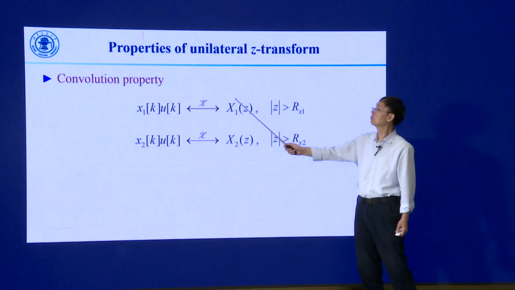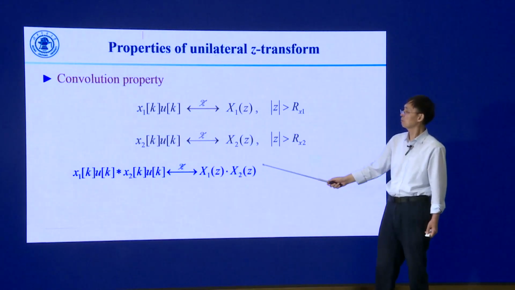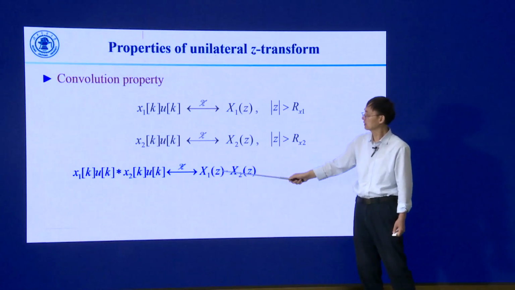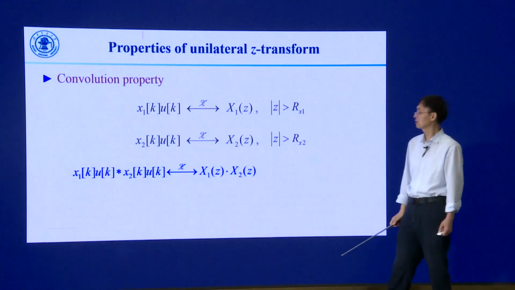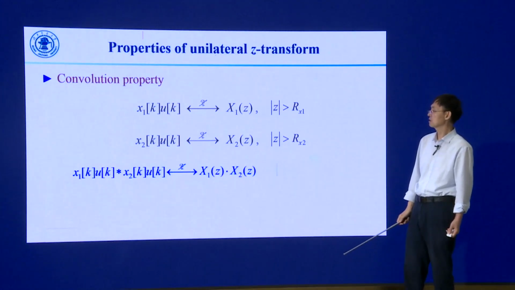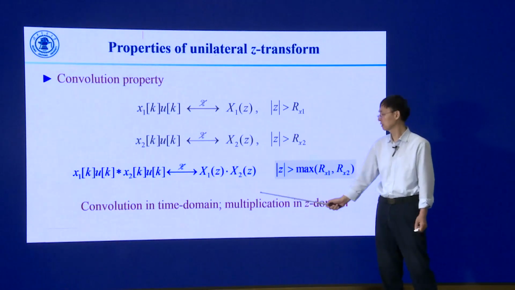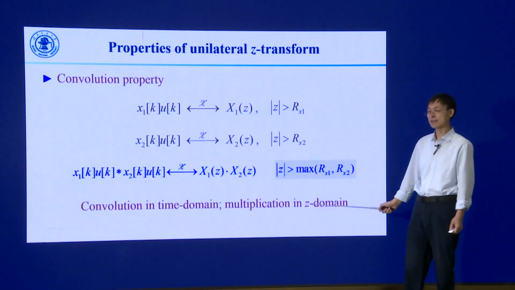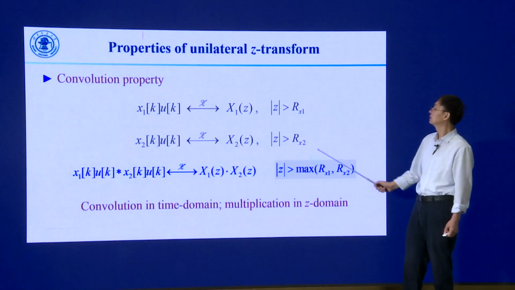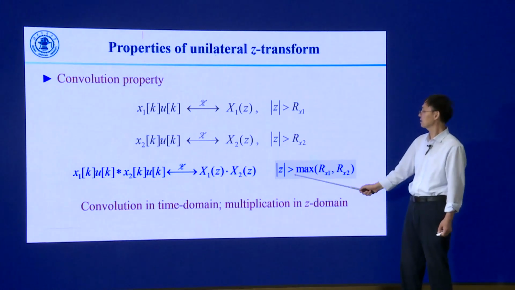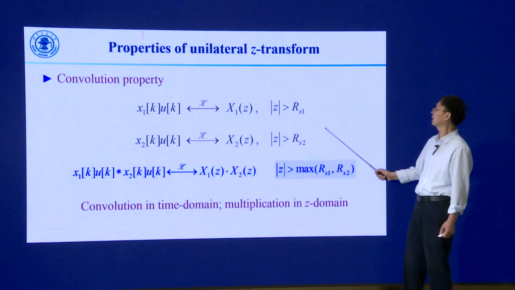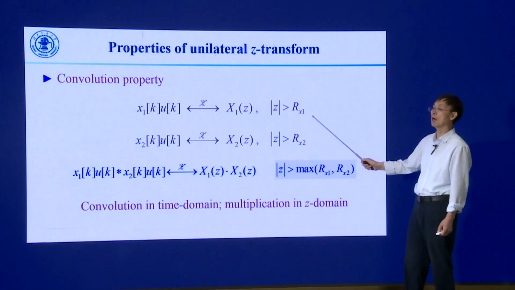For the convolution property, it can be expressed in this expression. It means convolution in time domain, multiplication in Z domain. The ROC is the common part of these two ROCs.